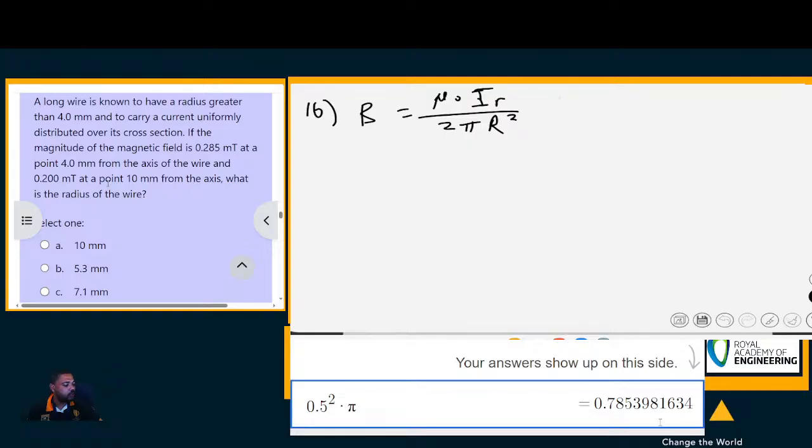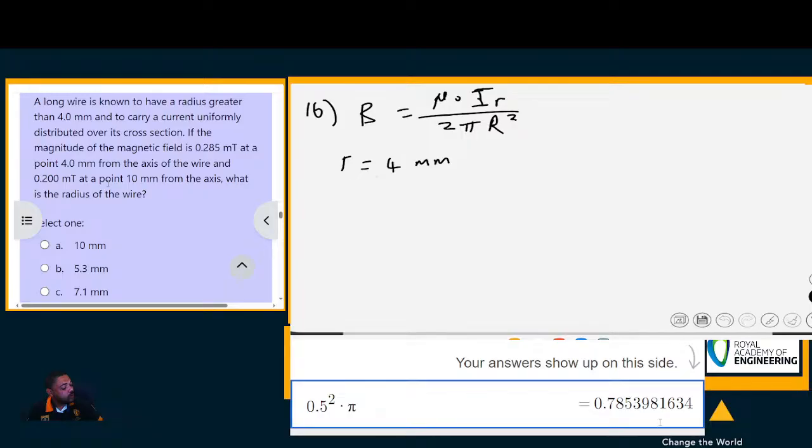Small r is the distance from the axis. Big R is the radius. Okay. Now, for a point inside the wire, it's 4 millimeters. Remember, they say it has a radius greater than 4 millimeters. So, for inside, where r is equal to 4 millimeters, it's inside.